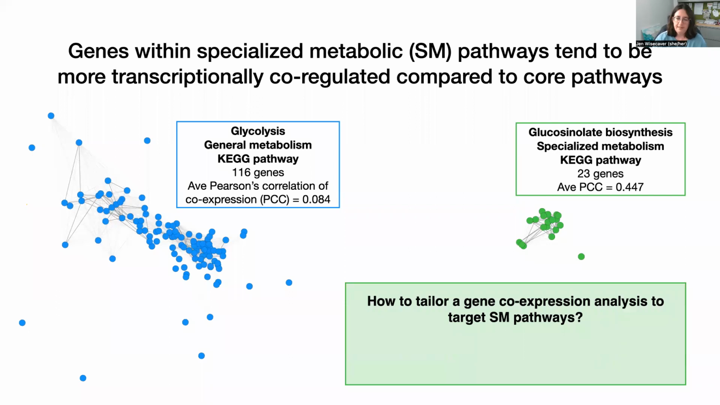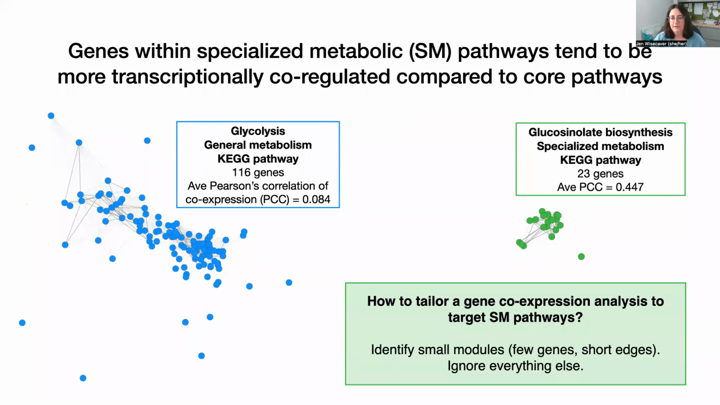And so my lab is interested in investigating how we can tailor gene co-expression analyses to target specialized metabolism pathways specifically, and not worry so much about the larger global network, which includes the large hairball of the global co-expression network that consists of mostly core metabolism and other things. So to do that, go after patterns in the network that look like glucosinolates here. So identify small modules of genes, fewer genes, shorter edges between them, that are behaving very similarly to each other and different from the rest of the global network.